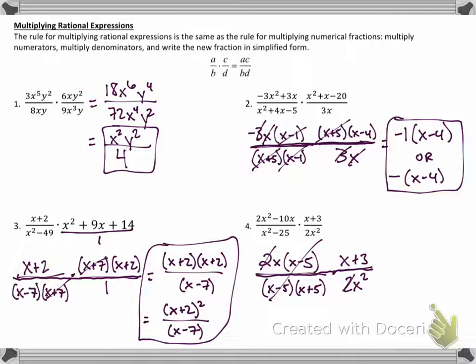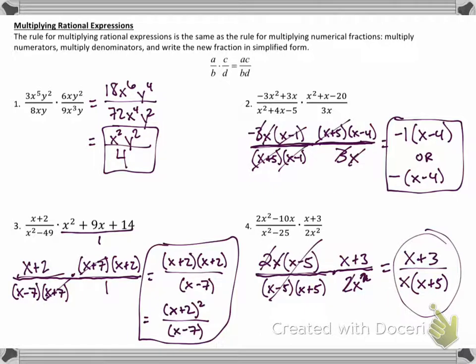I have an x over an x squared. What will happen is the x from the top will cancel with one of the x's in the bottom, which means I'll have an x left over. My final answer, I have the x plus 3 up top. In the bottom, I have that leftover x times x plus 5. So that's how you go ahead and multiply rational expressions together.